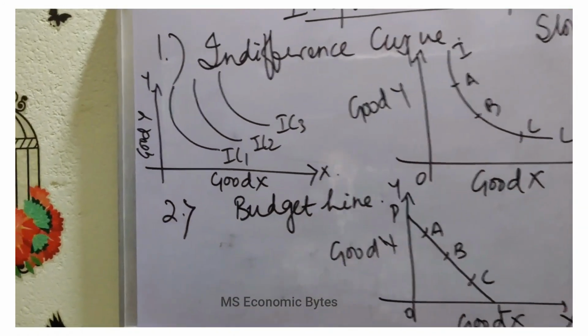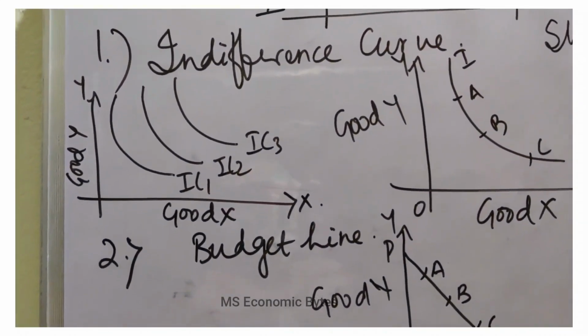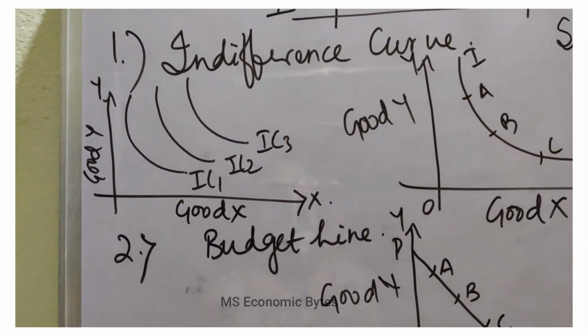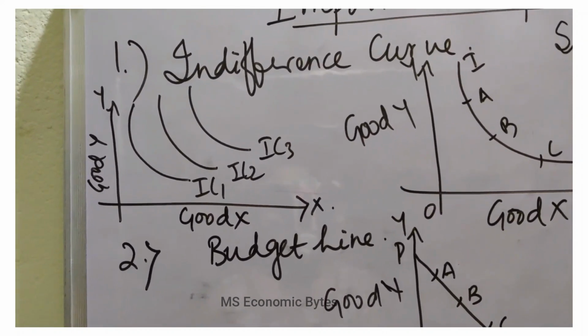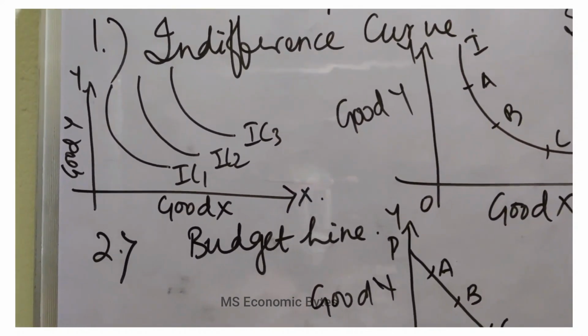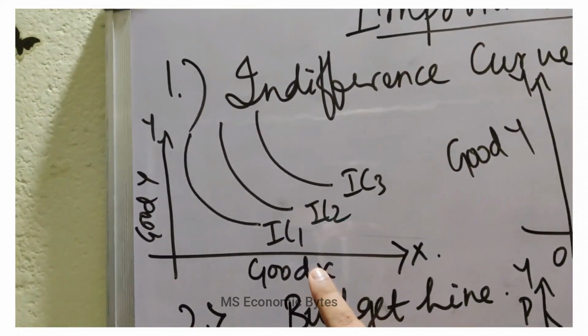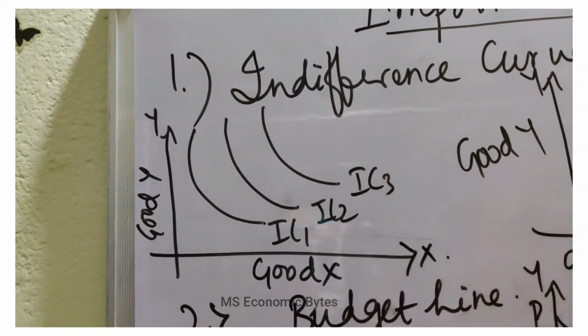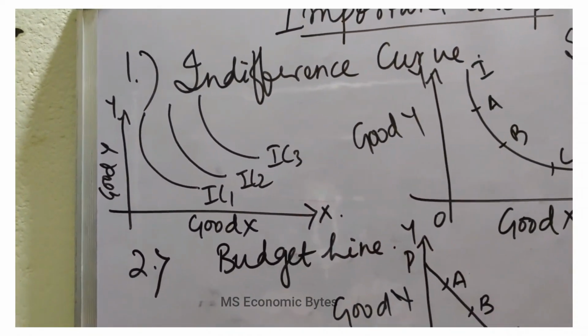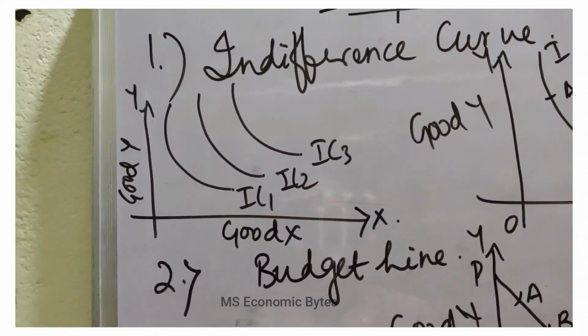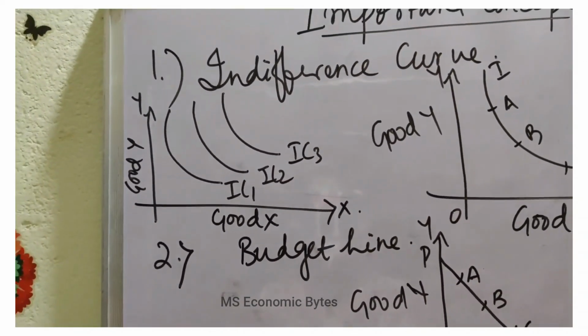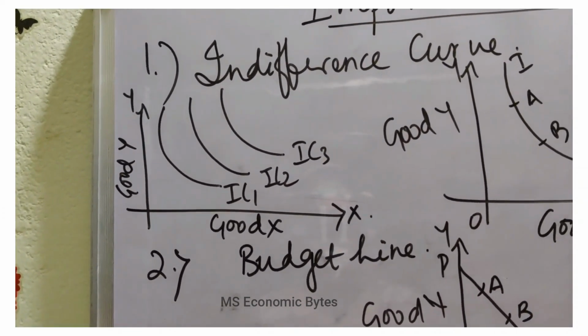Now, what is an indifference map? A combination of various indifference curves is called an indifference map. IC1, IC2, IC3, as you can see in the figure, are the indifference curves, and the combination of these various indifference curves is called an indifference map.